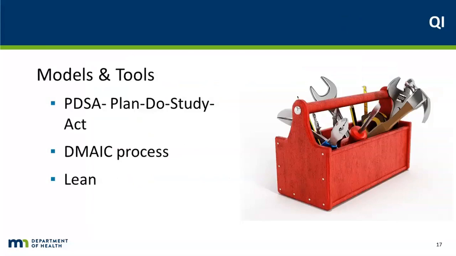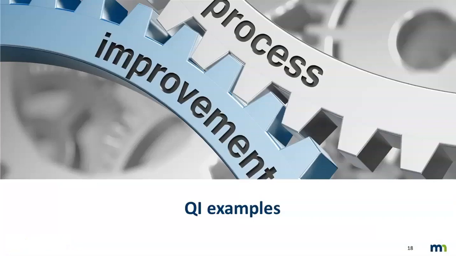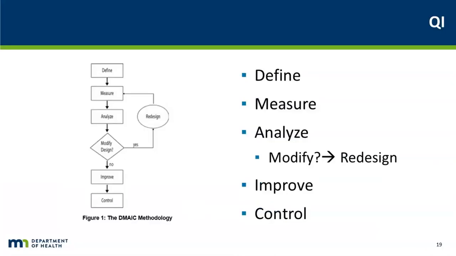There are many models and tools available to use for your QI efforts. It really varies on which process will work for what you are trying to accomplish, and specifically what is going to work for you as an individual. A few are listed here, and we will walk through a case using the DMAIC process over the next few slides. DMAIC stands for Define, Measure, Analyze, Improve, Control.